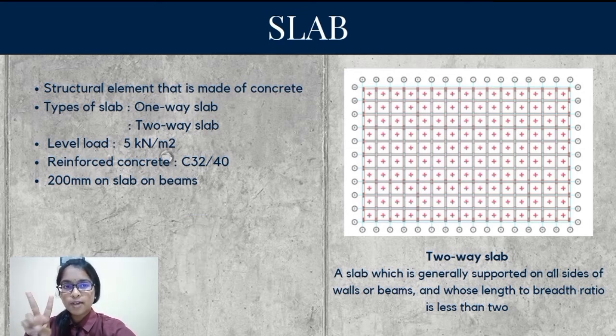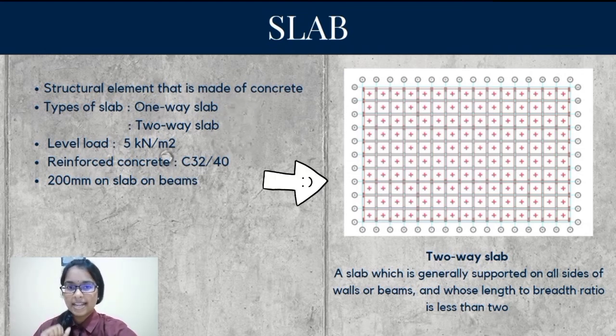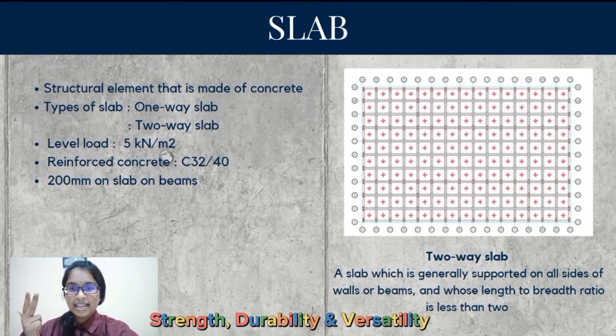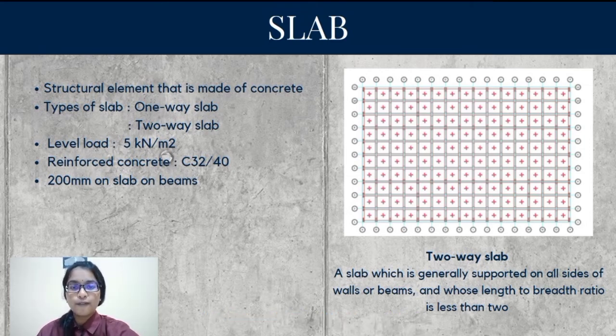There are two types of slab, which are one-way slab and two-way slab. The slab that is used in this design is a two-way slab. This slab is generally supported on all sides by slabs or beams and has a length to breadth ratio of less than 2. On the ground beam, a two-way slab was used and the imposed level load is 5 kN per meter square. Concrete is used to provide strength, durability, and versatility during the construction of a structure.